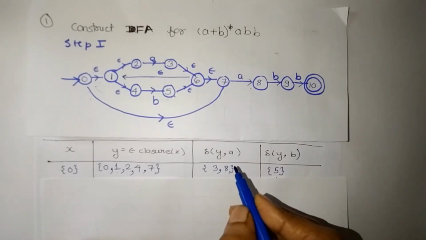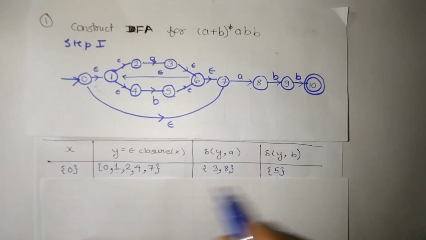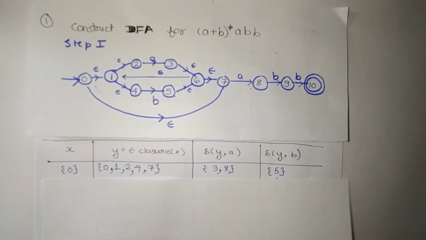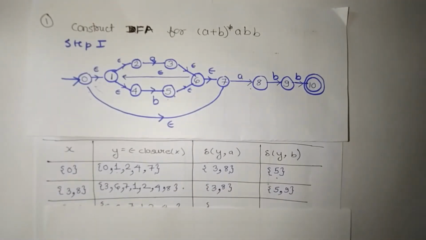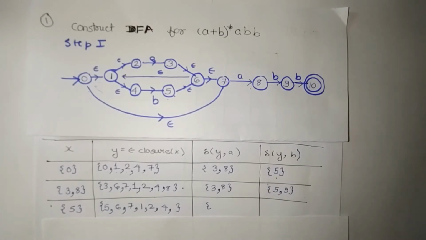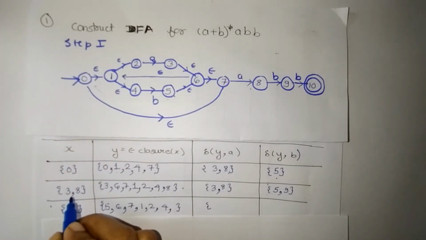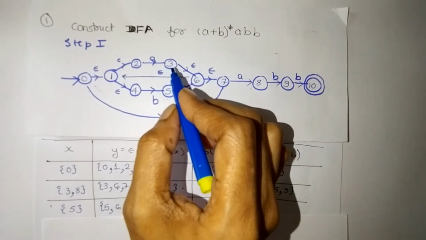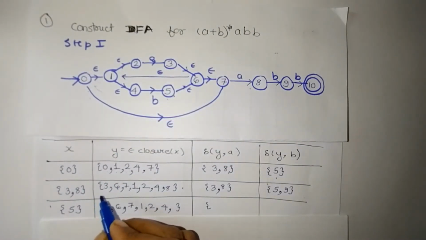After that, these are your new states, so you include the new states in the column. I have included 3, 8 and 5 here. These are my new states. Again repeat the same procedure. First we find the epsilon closure for 3 and then for 8. Now again use the diagram. For the epsilon closure of 3, the rule is that you include the state itself, that is 3.